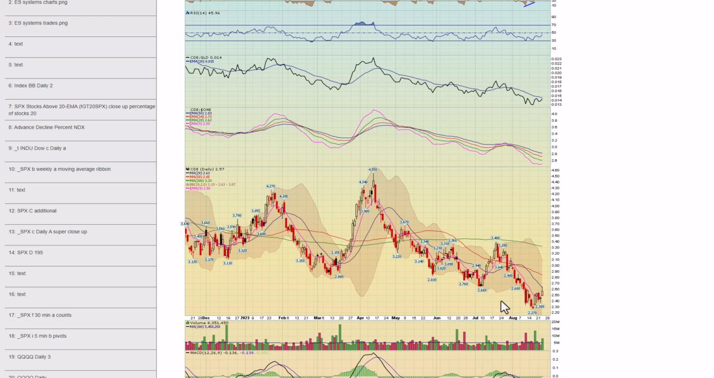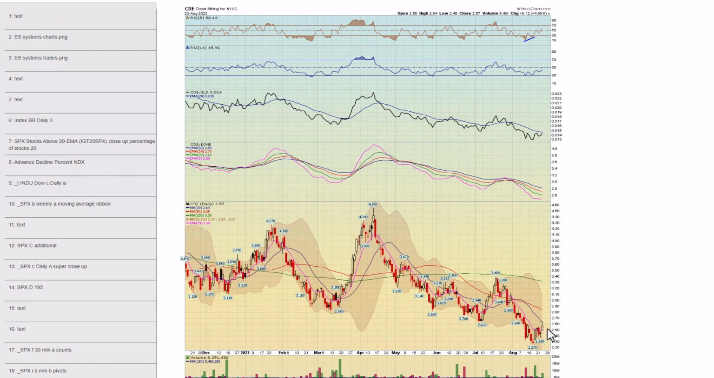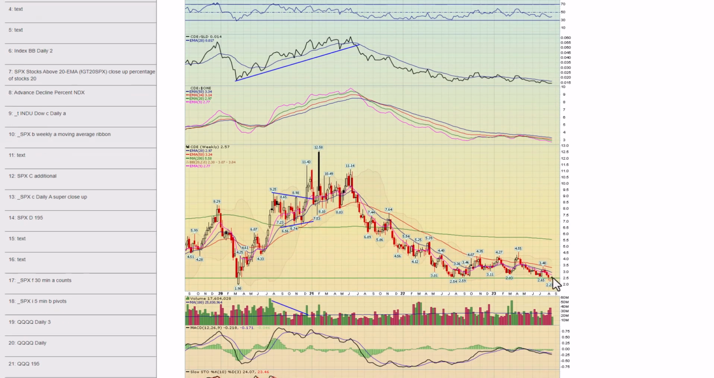Jabber 73, CDE, silver stock. Little bounce as well, but stalled at its 20-day moving average here. Jabber 74, there's the weekly chart again. It had come back to this long-term support around the 2.5 area.